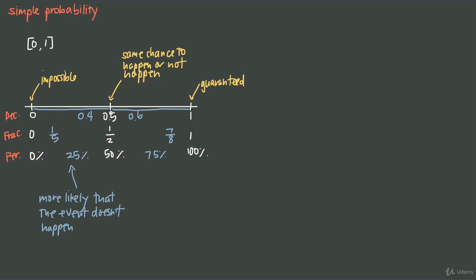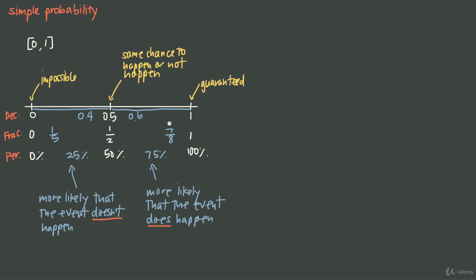larger than 0.5 or 1/2 or 50% and less than 100%, means it's more likely that the event does happen than that it doesn't. So we could say a greater chance that the event does happen versus a greater chance that the event doesn't happen. So hopefully that gives you an overview of all of the possible probabilities, from the probability of 0, where something is impossible, all the way up to the probability of 1, where something is guaranteed, and then everything in between.